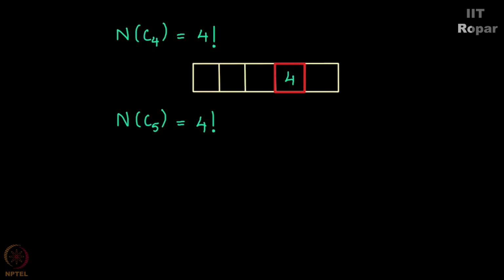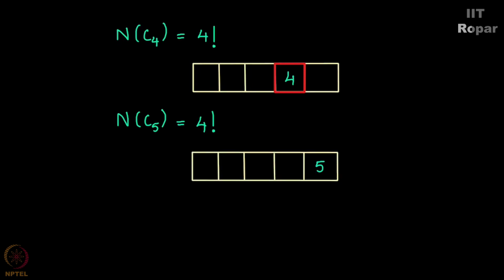So the number of elements following condition 5 is 4 factorial. Why? Because 5 goes to house 5 itself and the rest of them can go in 4 factorial ways to the other houses. 5 is fixed here. So now we have found out what is N of C1, N of C2, N of C3, N of C4, N of C5, right? Now the next step is fixing 2 conditions.